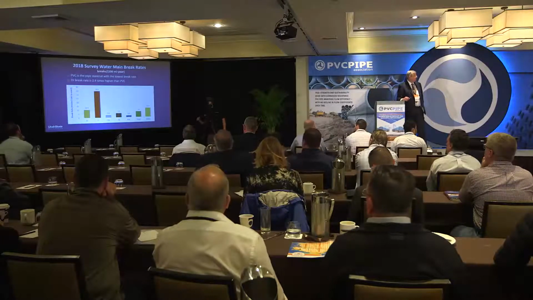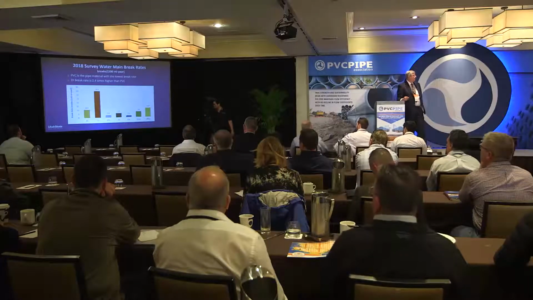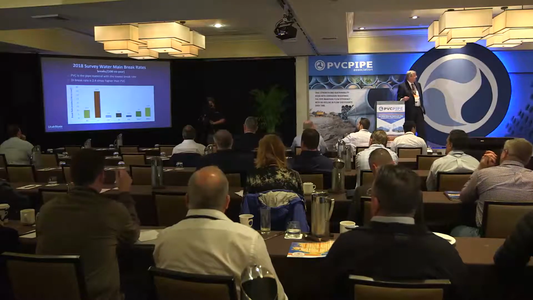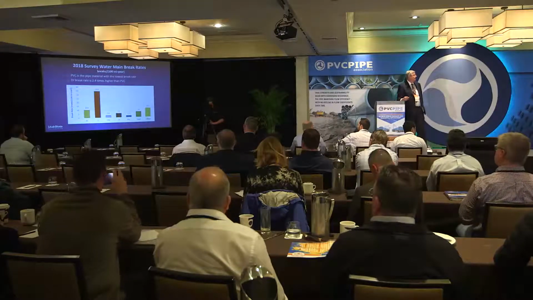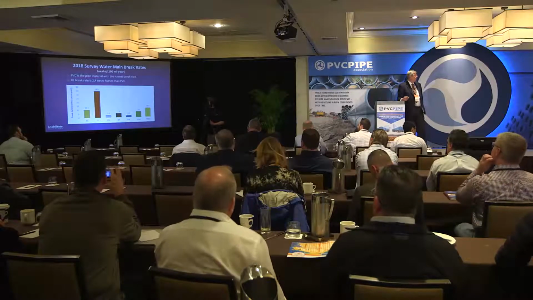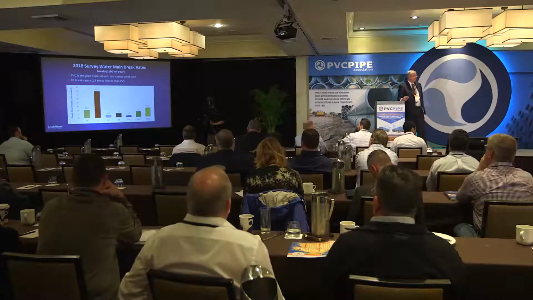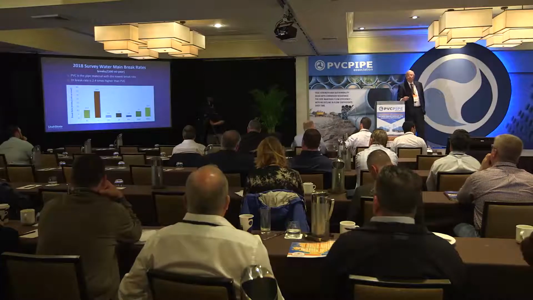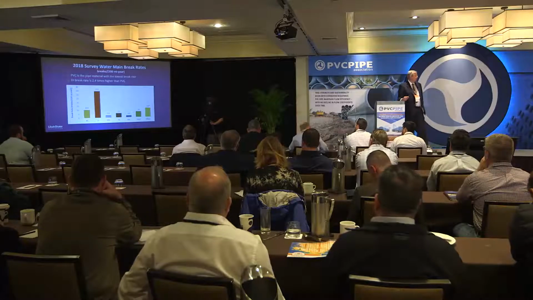Here is your wonderful chart that you'll show to lots of people, of the break rates of the different types of material. You've got cast iron there at 34.8 breaks per 100 miles per year, the highest break rate material, followed by AC, asbestos cement. Of course, the other categories have a lot more in there, but we don't know who to attribute that to necessarily. But it's a lot of old pipes that are in there.